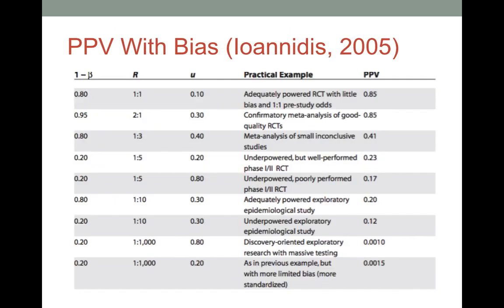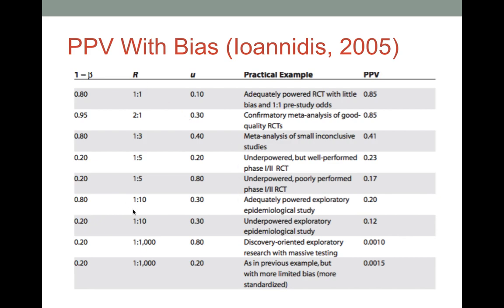Okay, so here's a table from that paper, and you can see here we have several columns. 1 minus beta, of course, is the power. Beta is the type 2 error rate. 1 minus beta is power. And you can see, again, typical high-powered studies, it's got 80, 95% for power and 80%. But it includes some lower power studies with 20% as well.